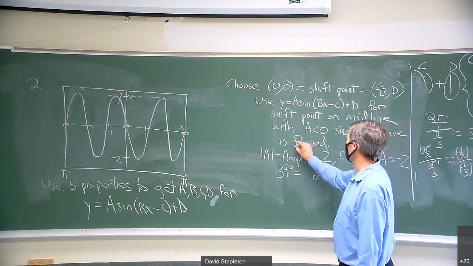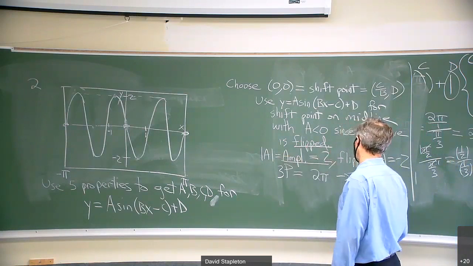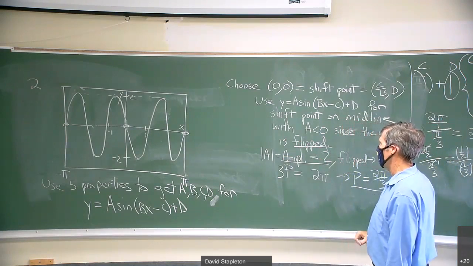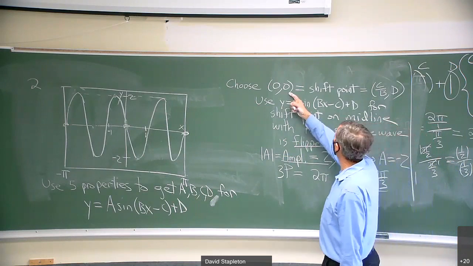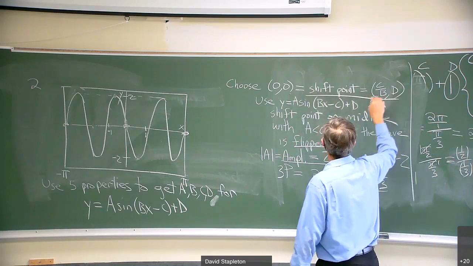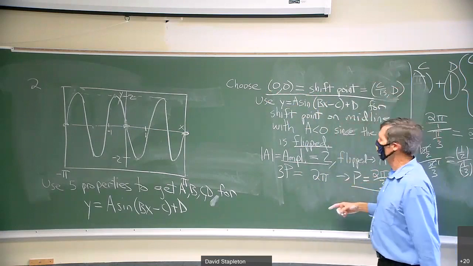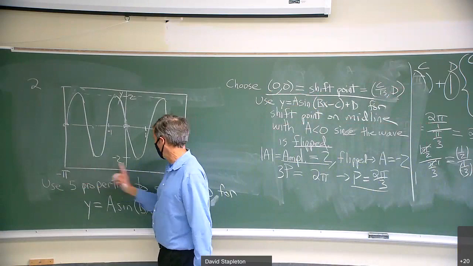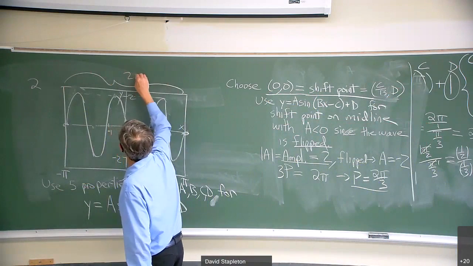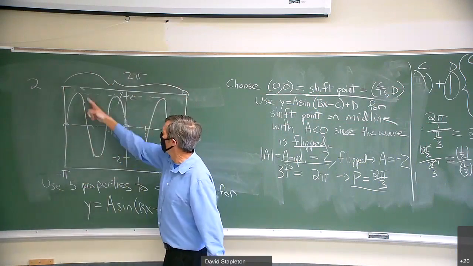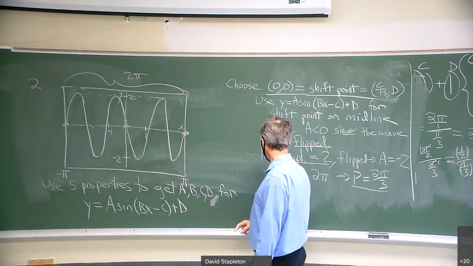So the properties I get from the graph are 1, it's flipped, 2, the amplitude is 2, and 3, the period is 2 pi over 3. And then also the shift point is 0, 0. Where did you get the 2 pi from? Oh, from taking from here to here, minus pi to plus pi is 2 pi. And all I'm saying is it does 1, 2, 3 waves over a length of 2 pi. So 3 periods equals 2 pi.